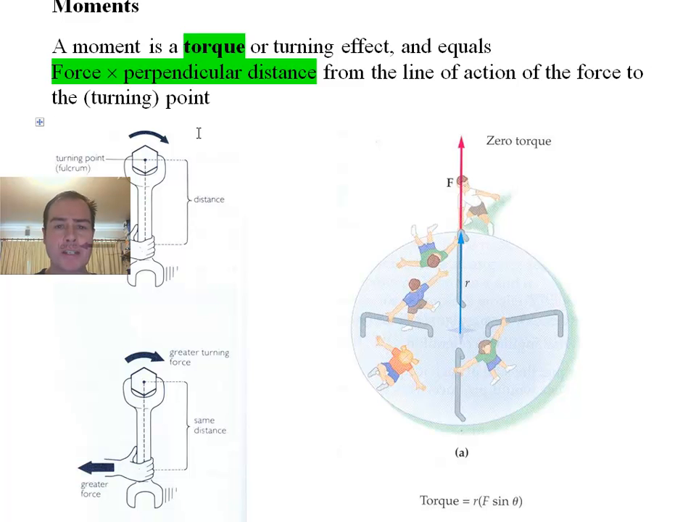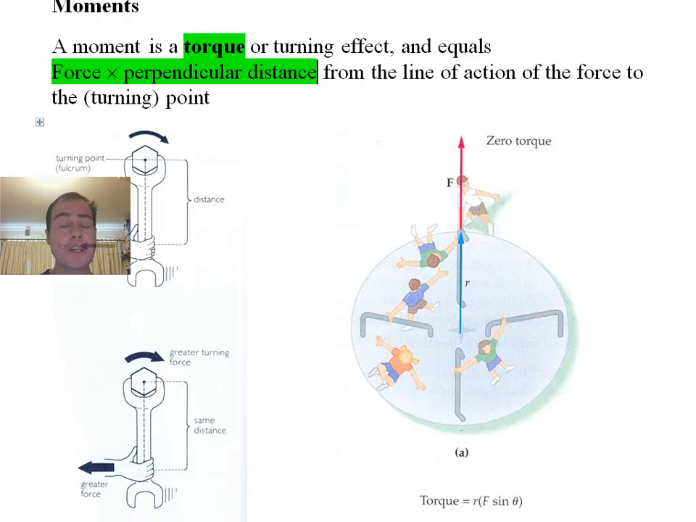It's important that we understand that the force, or should I say the distance and force, must be perpendicular to each other. Notice here the force in the first diagram is pulling to the left, but the distance is actually straight down vertically from the point of rotation, the center of the bolt, to the point at which the hand applies the force to the spanner.